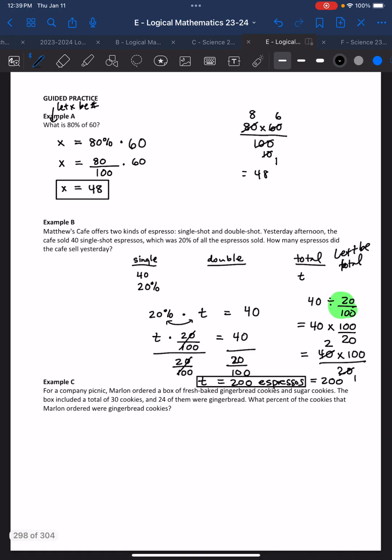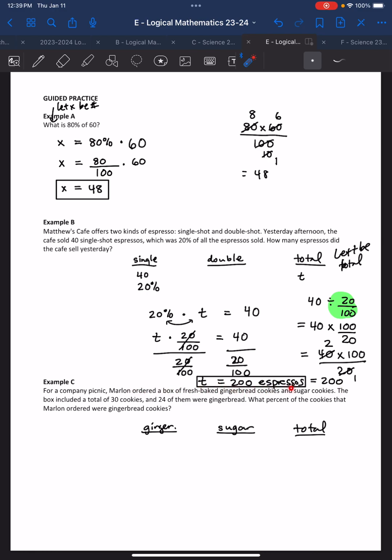All right, so let's think. We're talking about cookies here. So I know I'm going to have gingerbread cookies. I'm going to abbreviate for gingerbread, for ginger. Then I have sugar cookies. Then I have total cookies. Now I'm going to use this to organize my information so I can make my expressions, or I can make my equation, okay?